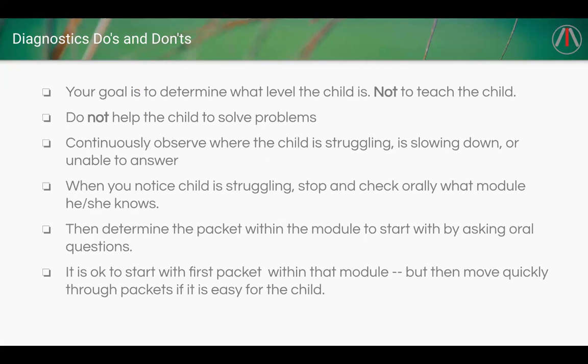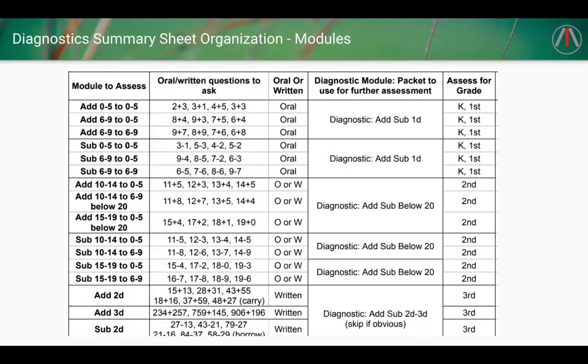And when you see the child struggling, just stop and check. Stop and check orally. If you're given the written diagnostic sheets, then you start to check orally after that. And if you're checking orally and they have difficulty, then you can switch to written and see if they can do it in writing. Sometimes kids can do better in writing than speaking orally. And as we said, you want to determine the packet in the module if you want to, but that's not a requirement.